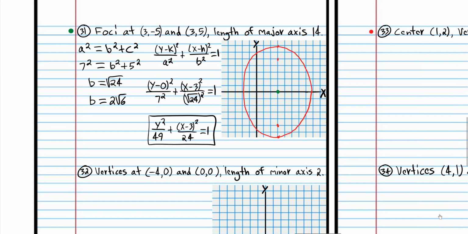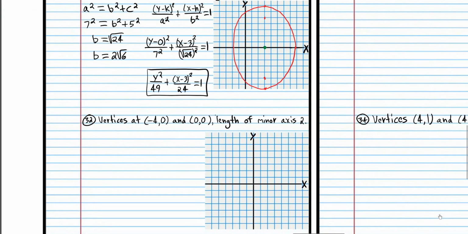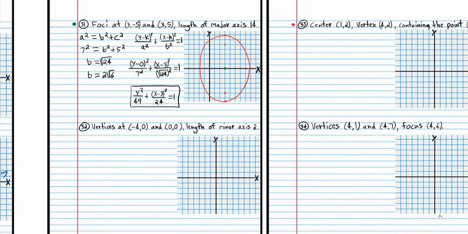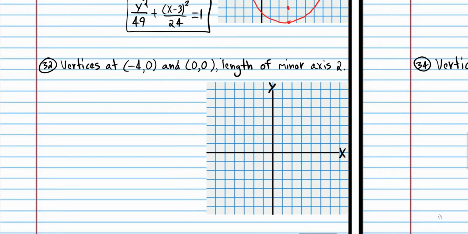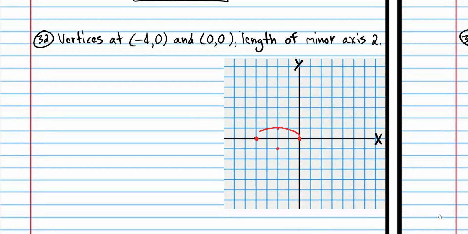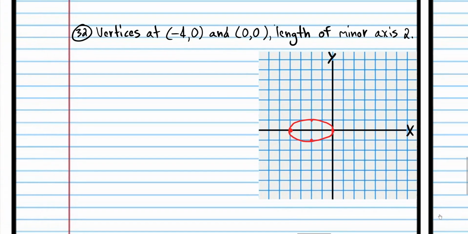So we have the ellipse graphed and we have the equation. So if you got that answer, excellent. Go ahead and try number 32, and when you come back, we'll do it together. Okay, we're back, so let's graph the vertices. We've got negative 4, 0, and we've got 0, 0, and the length of the minor axis is 2, so that means we go up 1 and down 1. The length of the minor axis is this distance here. And that's enough, really, to graph the ellipse. We have the graph pretty quickly there.